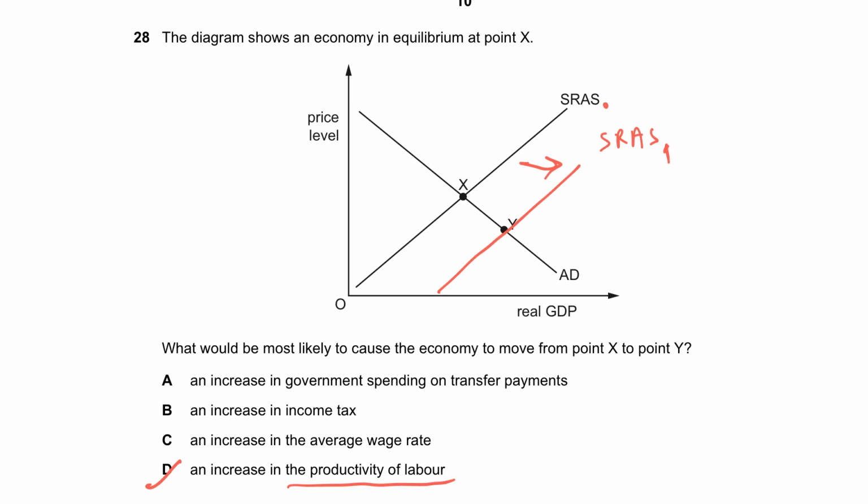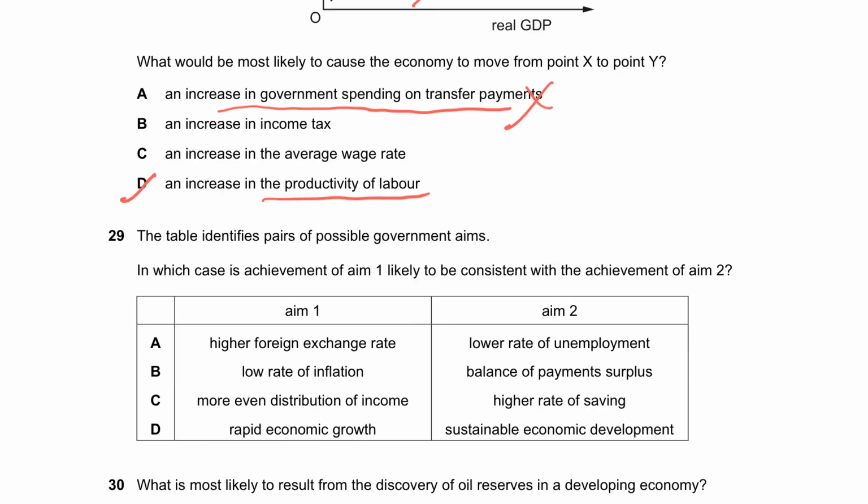right. An increase in government spending on transfer payments may not be a good idea, because that would mean people may decide to remain unemployed, because transfer payments can be unemployment benefits too. An increase in income tax makes the supply curve shift to the left, because that will be what we call not good incentives for people to work harder. Similarly, an increase in average wage rate will also cause the aggregate supply curve to shift to the left. So the best answer is D, which is a rise in labor productivity.